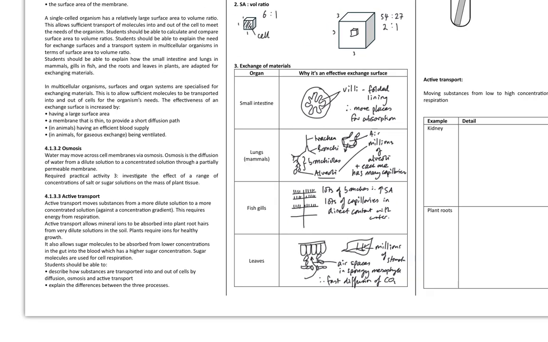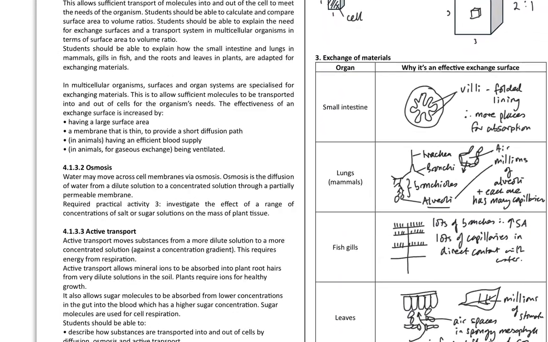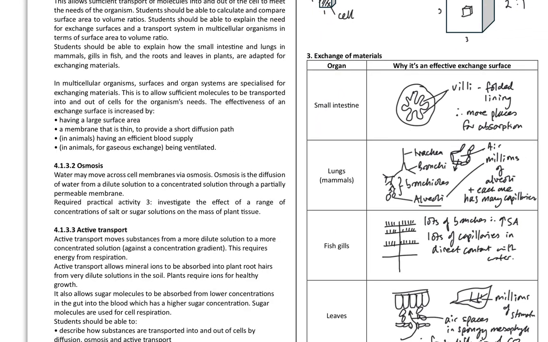Super. Let's have a look back to the syllabus. So yeah, I've gone through a lot there about surface area, a membrane that is thin. Just be careful on membrane. It's not saying cell membrane. All cell membranes are the same thickness on every cell. So a membrane can be a cell membrane, or it can be a sheet of cells. So we're really talking about a sheet of cells is thin.